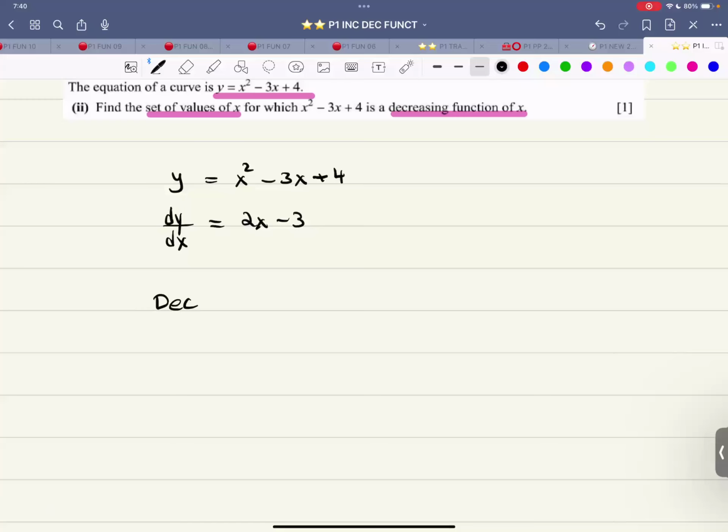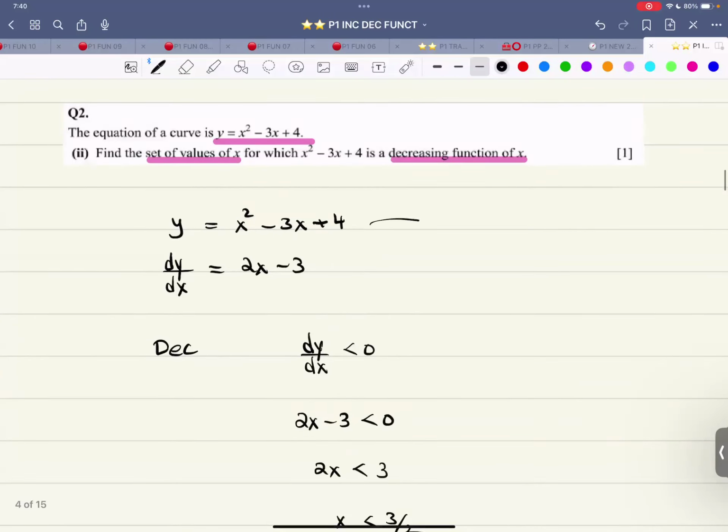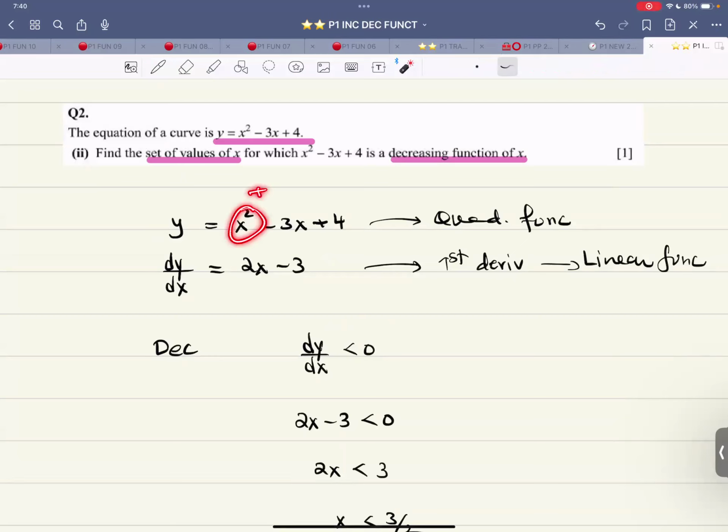For decreasing, we say dy by dx is less than 0. 2x minus 3 is less than 0. Therefore, 2x is less than 3, therefore x is less than 3 over 2. That means the original is a quadratic function, and the first derivative is a linear function. So when we are looking for this, it's a quadratic in which the coefficient of x squared is positive.